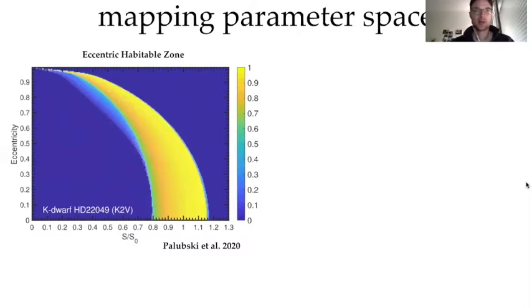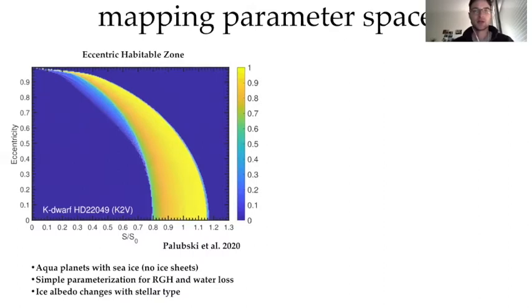Igor ran EBM simulations of an aquaplanet, basically no land or ice sheets, and a simple parameterization for the runaway greenhouse and water loss, which defines the inner edge of the habitable zone, and the outer edge occurs when the planet enters a full snowball state. The albedo of ice in this paper was adjusted to match the expected values for different stellar spectral types. I'm just showing the K-dwarf case here.